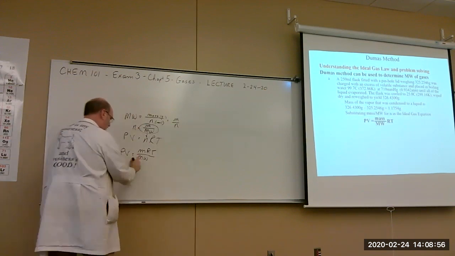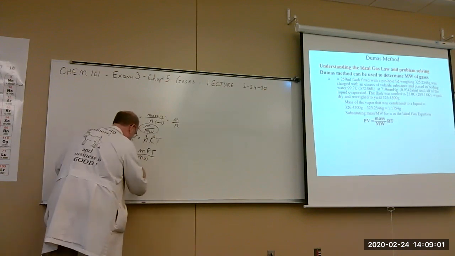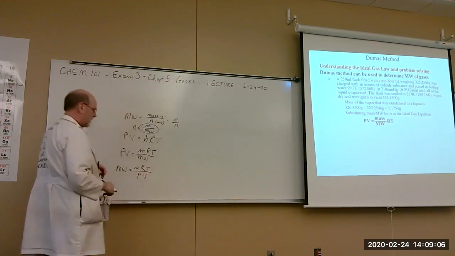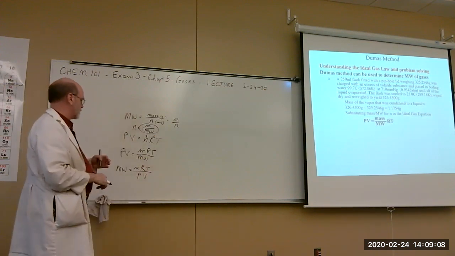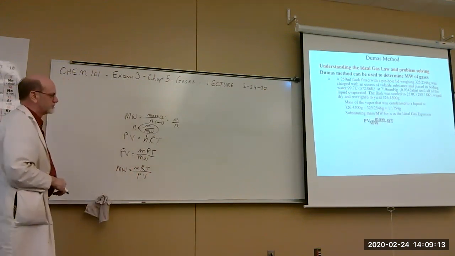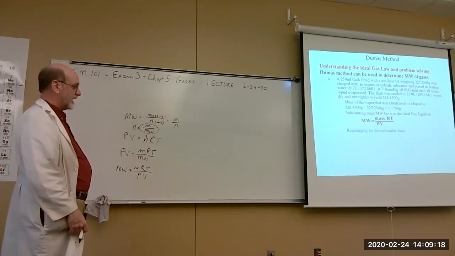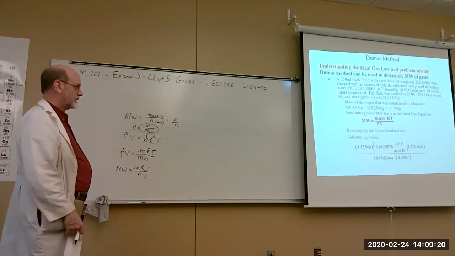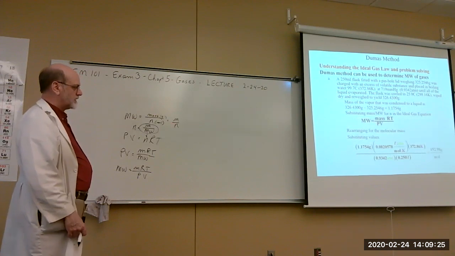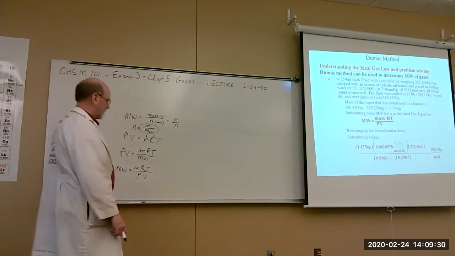So if we solve for molecular weight, comes over here, the mass R T over P V. Well, now you can substitute these values in here and solve for molecular weight. And if we do, we find that the molecular weight of this gas is 152.98 grams per mole. Okay?